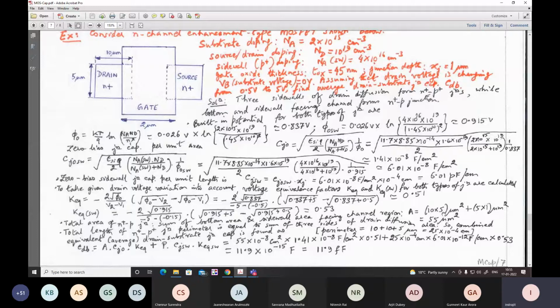Total area of the n plus p junction is the sum of the bottom area and the sidewall area facing the channel. That is 10 into 5 plus 5 into 1. This 5 into 1 corresponds to the junction numbered as 1 in the original figure, and 10 into 5 corresponds to junction 5. So junction 5 and junction 1 correspond to the n plus p junction, whereas junctions 2, 3, and 4 correspond to our sidewall capacitances.